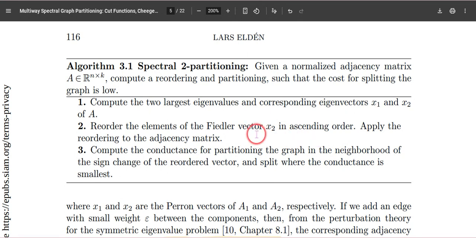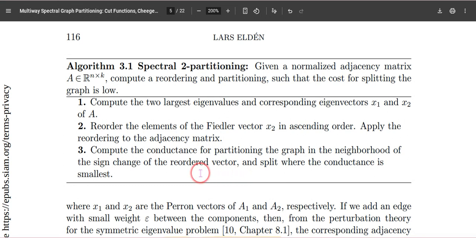And once we know that x2 is a Fiedler vector, it has negative and positive values, because x1 should be orthogonal to x2, and the values of x2 will be ascending from smallest to largest. Then there will be negative and positive values. Then we try to find, around the neighborhood of the change of values, which element has to be disconnected.